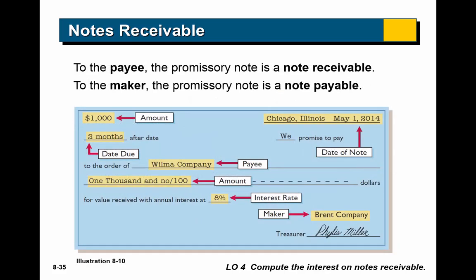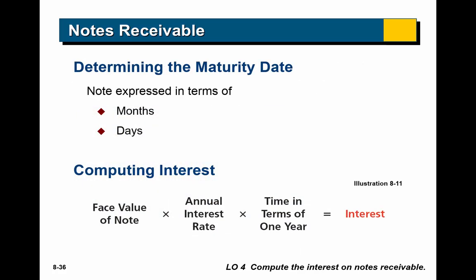This is kind of what a note looks like, or at least this has all the elements of a note. It has the amount, sometimes called the face amount. It has the date. It has the due date. And then it has the payee. And it has, again, the amount spelled out there. It has an interest rate. And it has the maker of the note. So that's all the information that's usually on a note.